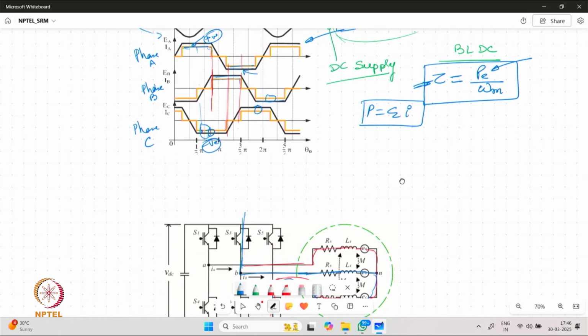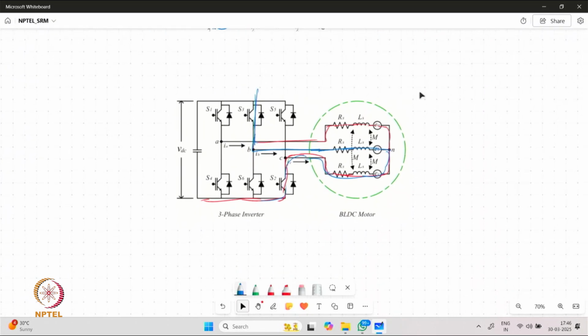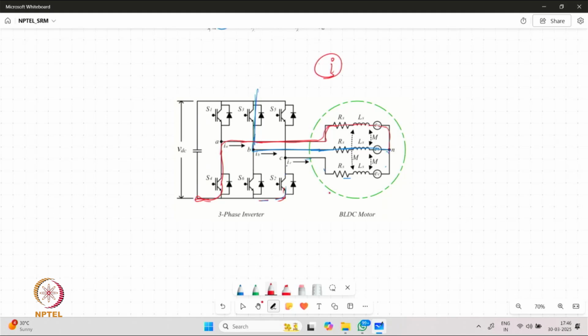Later on, the negative current shifts to the A phase. So the bottom device for the A phase, which means S4, can be turned on, and the current can return through this path. In this manner, by operating the devices in a cyclic manner, we can maintain current flowing through the phases at a given value.